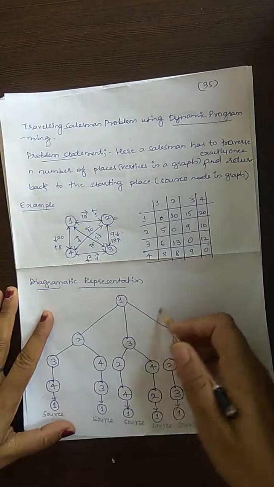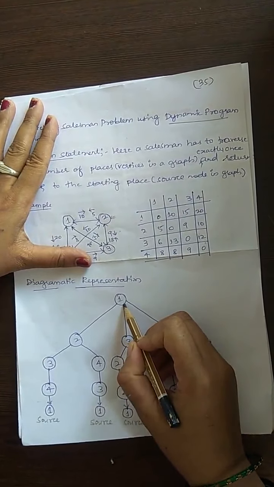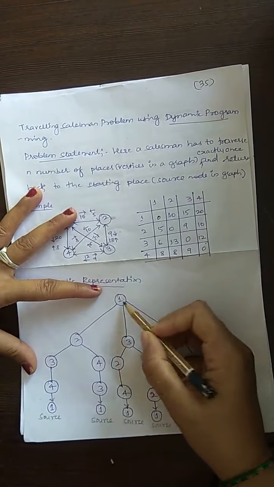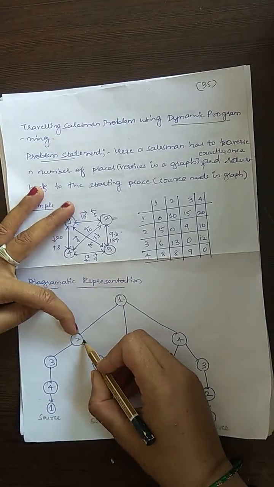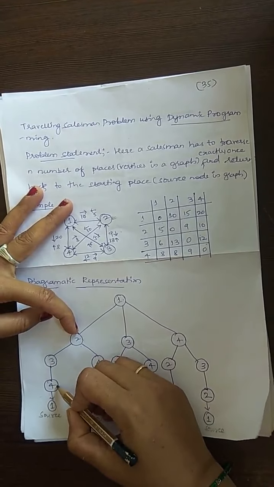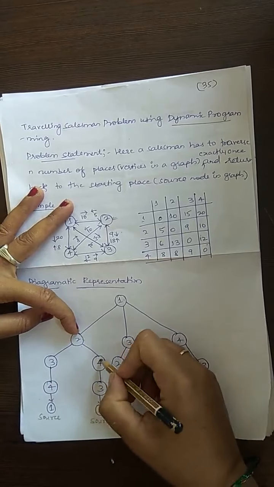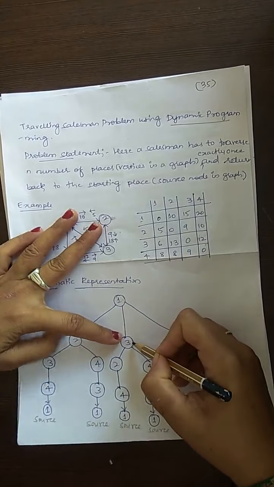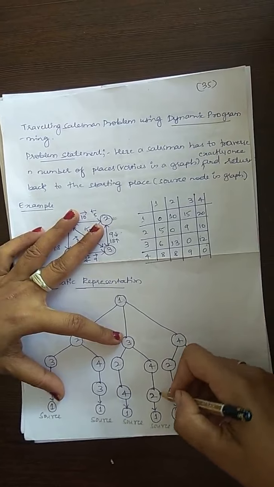In this diagrammatic example, I have considered 1 as the source node. From 1 he can go to city number 2, 3 or 4; he has these 3 options. Suppose he goes from 1 to city 2. Then from 2 he can go to 3 and then 4, or first to 4 and then 3. These are the 2 options available when he goes to 2. When he goes to 3, 2 and 4 are remaining. If he goes to 4 first, then he will go to 2.